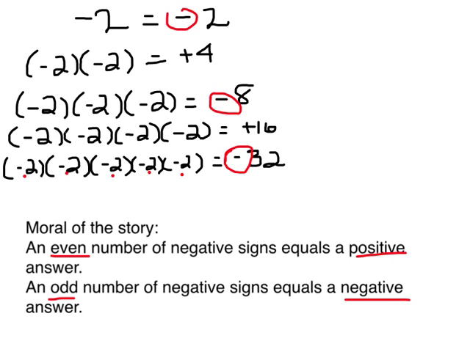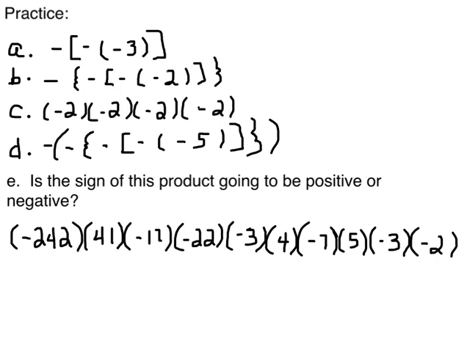Knowing that rule, let's go ahead and do your practice problems. Okay, so A would be 1, 2, 3 negative signs. That would be a negative 3. B would be 1, 2, 3, 4. That would be a positive 2.